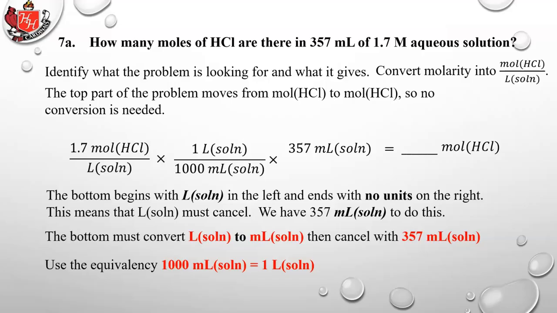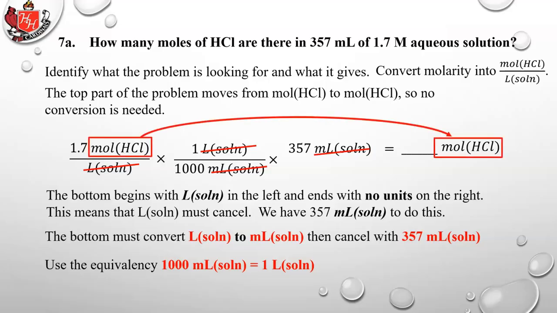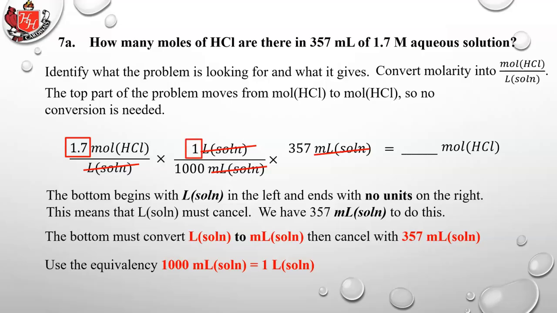Again, what you're doing is setting these up so the units of measure cancel properly. So liters of solution, milliliters, milliliters. Now you notice there are no units on the bottom anymore. They all cancel. And on the top, we still have moles of HCl, which is what we want. So now we're ready to run the numbers. 1.7 times 1 times 350 divided by 1,000, and that gives you 0.61 moles of HCl.